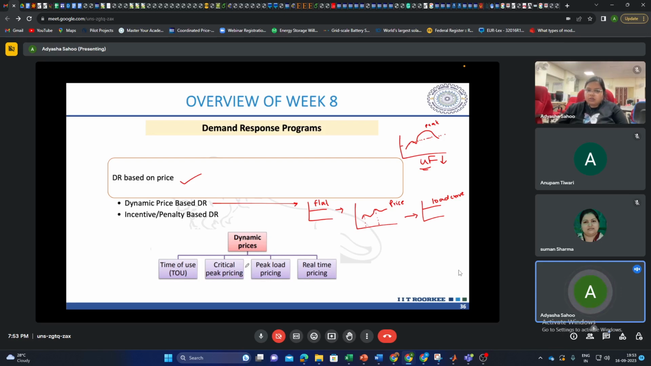Then coming to dynamic prices, next is incentive or penalty based demand response. Basically, according to the need of the grid, if the demand response are acting, then it can provide some incentives, and if it is acting opposite to the need of the grid at that time, then it can impose some additional penalty.